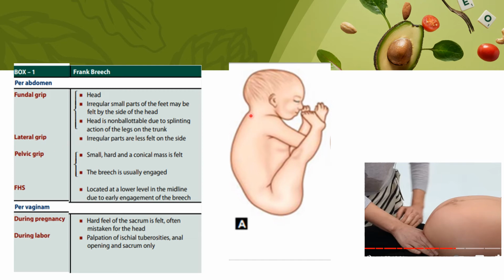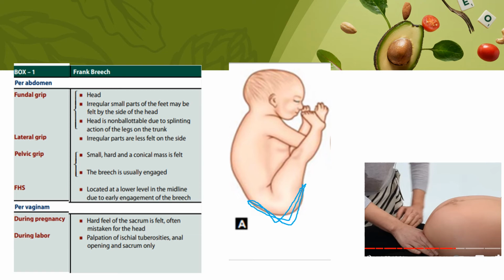Then on the lateral side, one side is the continuous mass, that is the spine, and the other side is the limbs. Irregular parts are less felt on the side, because these parts are extended. Then the pelvic grip: a small, hard, conical mass. This one we can consider as a conical mass.